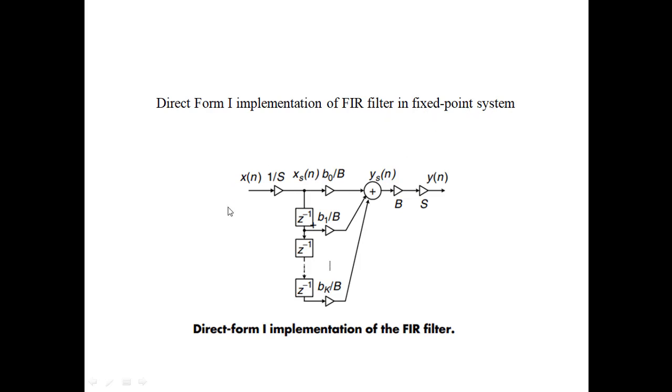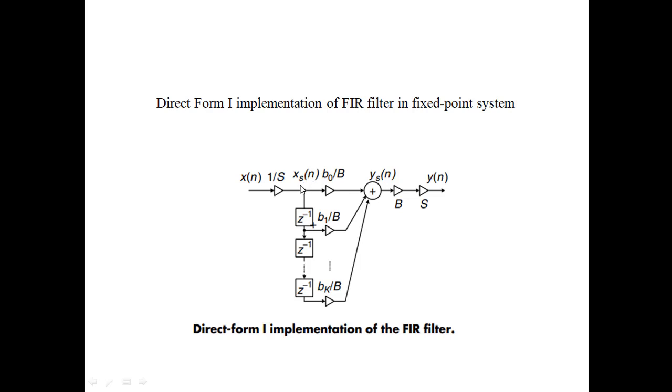So the general form of direct form 1 implementation of a FIR filter in a fixed point system is something like this. We have the input sequence coming across the input, and in case the samples of input x of n are out of range, we have to scale it down by a factor of 1 by S, where S is the scaling factor. Now once we scaled it down, the input becomes xs of n. So xs of n is the scaled down version of the input signal.